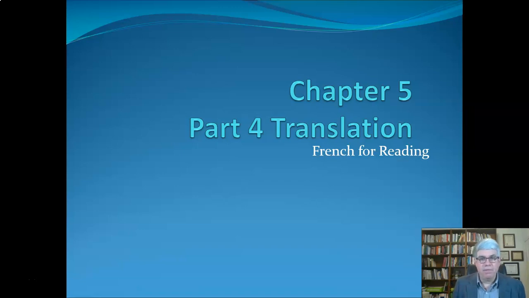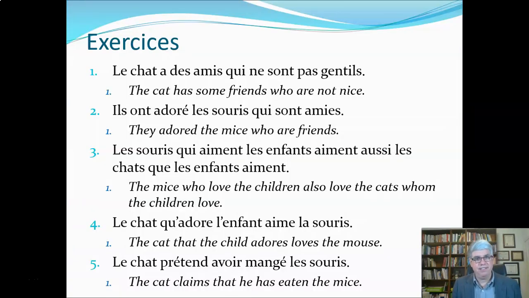Chapter 5, Part 4, Translation Exercise. The first one, le chat des amis qui ne sont pas gentils. So we have le chat, the cat, has des amis, some friends. Then you've got qui, so let's try who, ne sont pas. So we've got être, third person plural, negative, are not nice. The cat has some friends who are not nice.